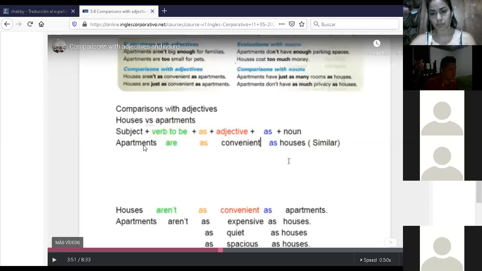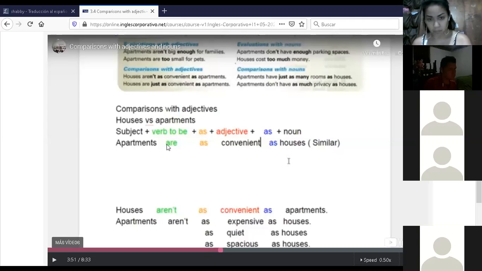other. Now, I don't know if you have a house, si ya pudieron comprarse su casa, su apartamento, pero son igual de caros, right? So, apartments are as expensive as houses. Los apartamentos son tan caros como las casas. Right? Now, for example, how do you say los gatos son tan adorables como los perros? As adorable as dogs. Cats or dogs, no importa con cuál empezamos.